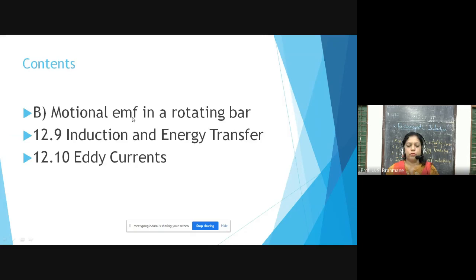The contents which we're going to see are the motional EMF in a rotating bar. I told you in the previous lectures, we have seen the motional EMF for a translation motion of a bar, that is, the bar moving in a straight line. Then we are going to see induction and energy transfer, and then eddy currents. Before seeing this we will have a review of what we have seen previously, in the slides of the lectures which we have taken before.